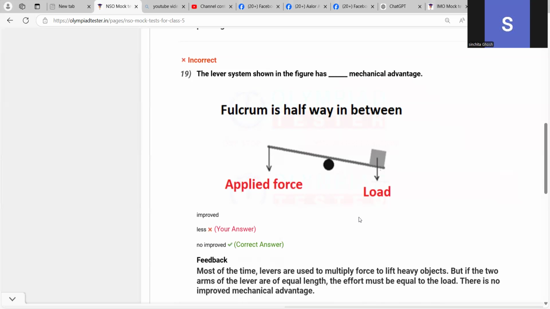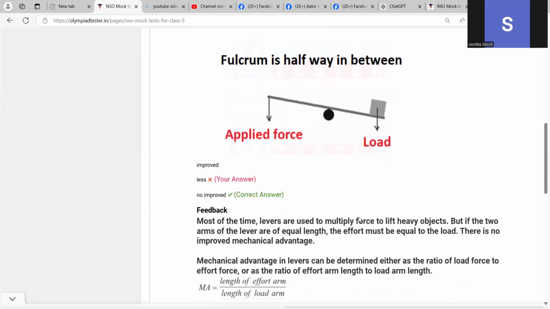It will be no improvement. The lever system shown in the figure has less mechanical advantage. This is wrong. Why? Let's check. Most of the time, levers are used to multiply force to lift heavy objects. But if the two arms of the lever are of equal length, the effort must be equal to the load. There is no improved mechanical advantage.